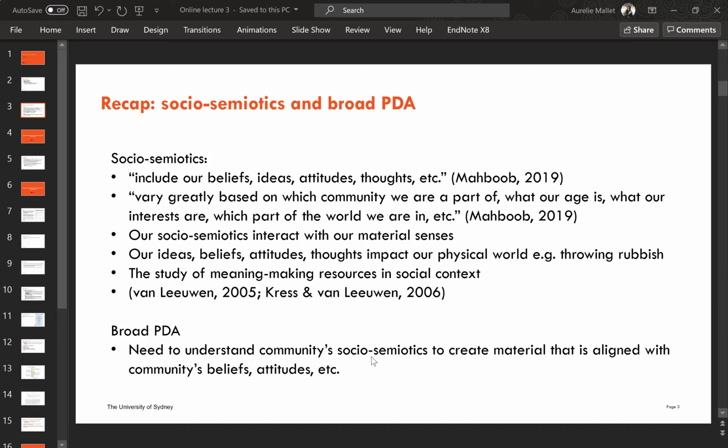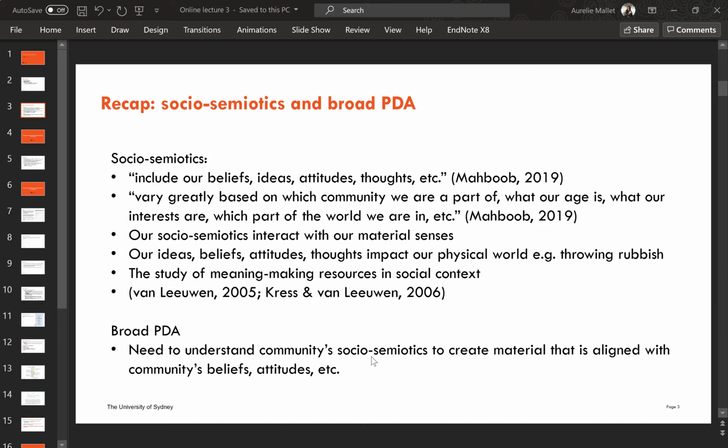They vary greatly depending on how old we are, what kind of interests we share, and what part of the world we're in, etc. And we also talked about how our sociosemiotics, those belief systems, attitudes and ideologies that we have, interact with our material senses and create meanings, and that our sociosemiotics impact our physical world. So I gave an example of throwing rubbish.